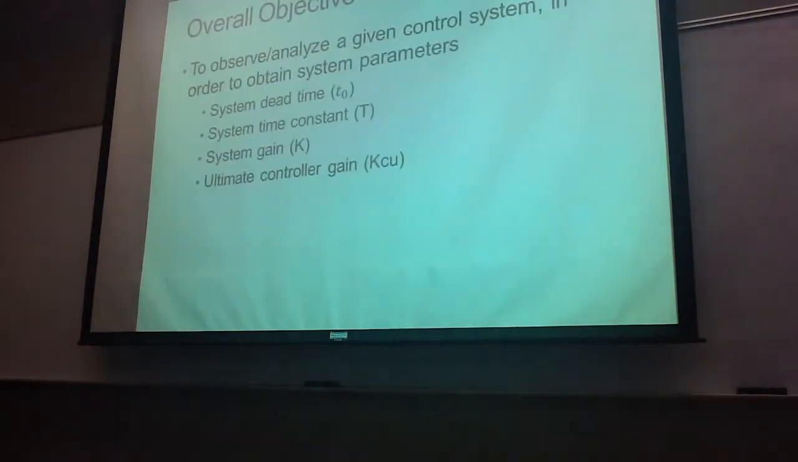The overall objective of the experiments that we've done is to observe and analyze a given control system in order to obtain system parameters, actually two given control systems. Parameters which we are interested in include dead time, the time constant, the system gain, and ultimate controller gain.